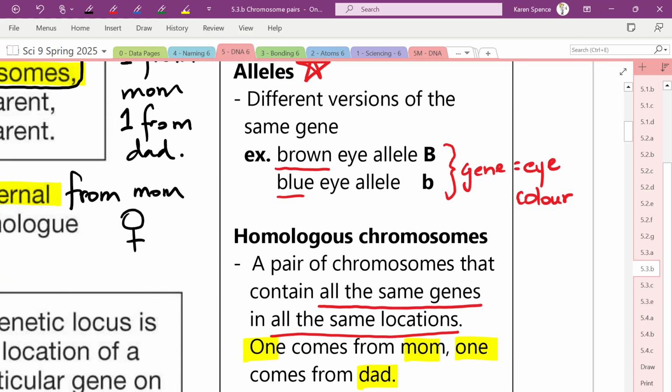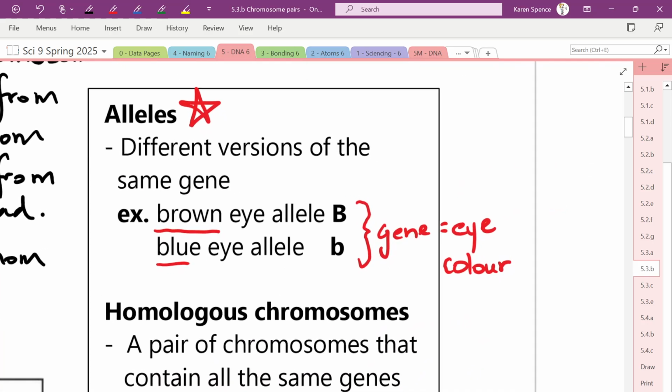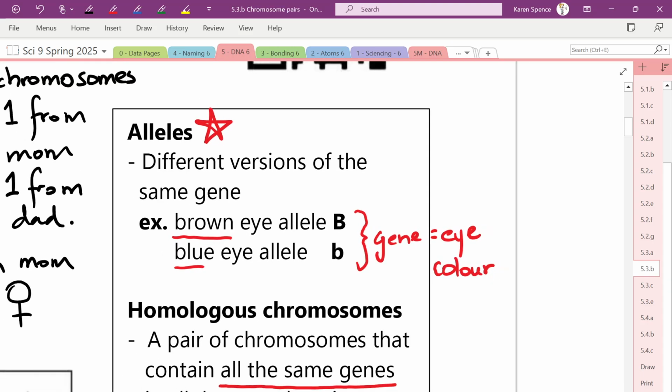So what is this big B, little b thing? Sometimes with a particular gene, we will represent one particular allele with a capital letter, and we'll represent the other allele with a lowercase letter. And then if there are more different alleles, we'll sometimes call them B prime or little b prime prime. But you don't have to worry about that.